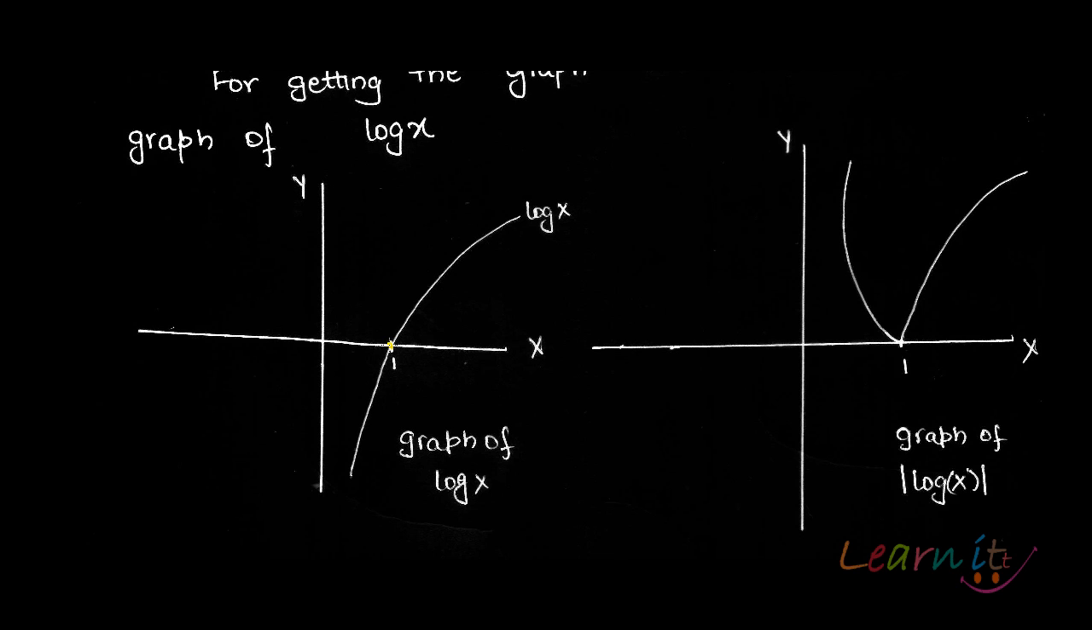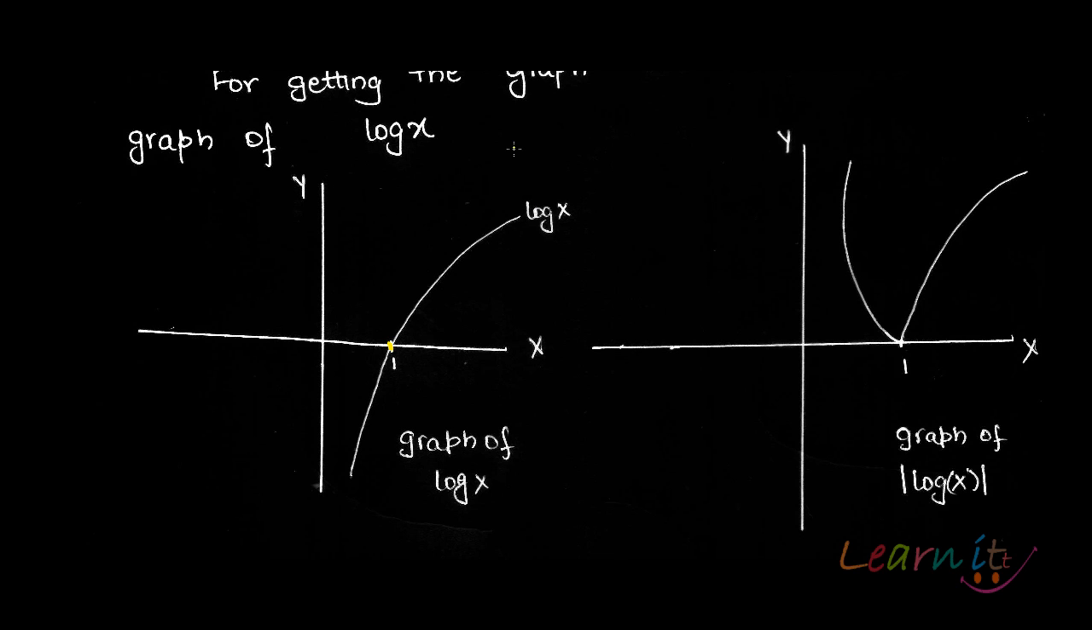Log 1 is 0, so it cuts the x-axis at 1, and the graph moves like this. The bigger the x, the bigger the log value, so it moves like this. You can even have negative values, so it goes from negative y to positive y.